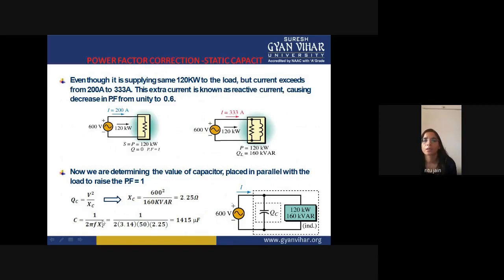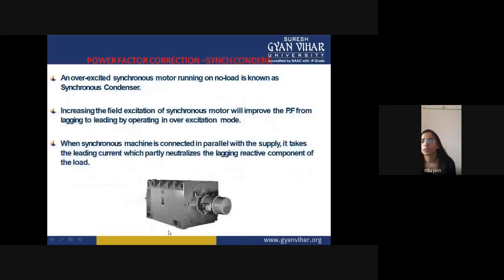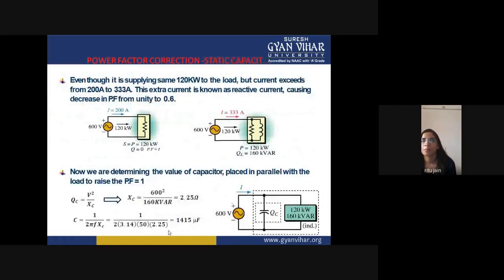You know, C is equal to 1 upon 2 pi f Xc, which is 1 upon 2 into 3.14 into 50 into 2.25, which is equal to 1415 microfarad. So this much rating of capacitor you require to compensate this much reactive power. So you have to connect a capacitor of 1415 microfarad. This is the example by which you can correct the power factor.